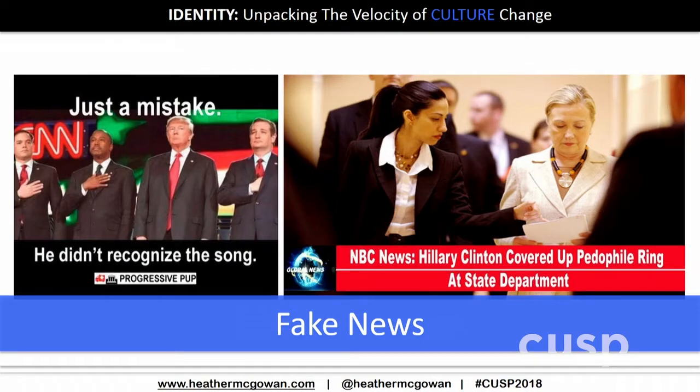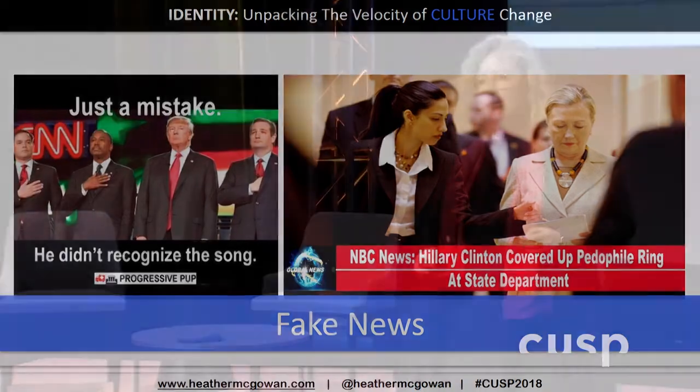People in my own family fell for it. Trump did not have his hand on his heart. It was photoshopped. Hillary also was not running a pornography ring out of the State House. But there are a lot of people who'd swear that's true. And what happened today with the pipe bombs is really scary.